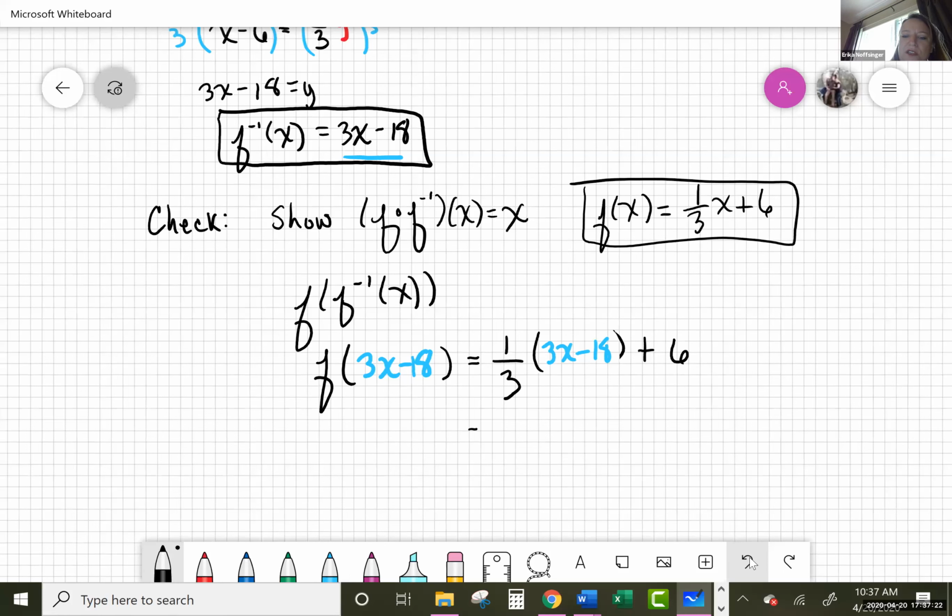Okay, so distribute the 1/3. So we get 3 times 1/3 x is just x. And 1/3 times negative 18: 3 goes into negative 18 negative 6 times. So minus 6. And then we have the plus 6 out here. So combining like terms, we're just left with our x, which we wanted. And so we showed that taking the composition of the function and the inverse function we just found, we do get back x. So we did everything right.